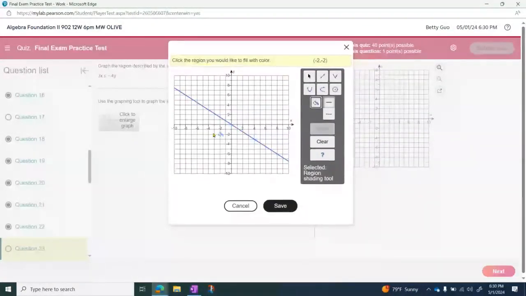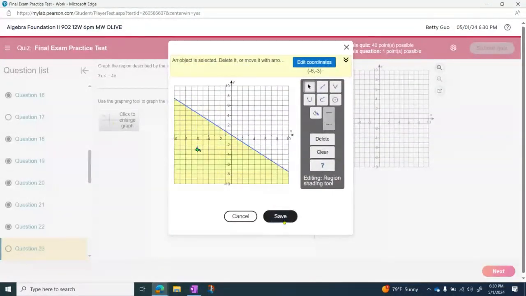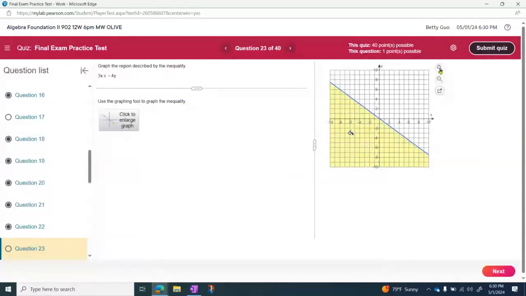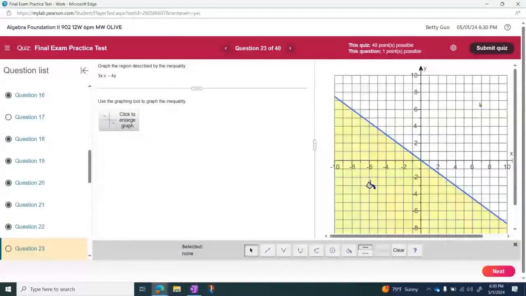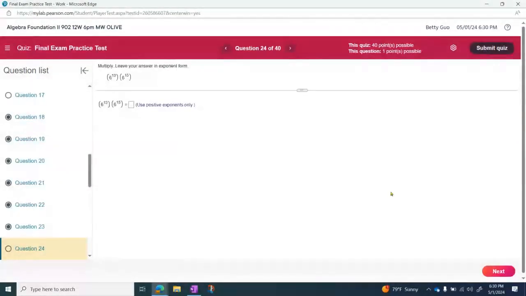I'm going to click here, and that's it. You can make it bigger and then double check your result, right? Because (1, 0) doesn't satisfy the inequality, it should not be in the yellow region. It has to be in the white region. Everything looks good. (0, 0), (4, -3). Okay.